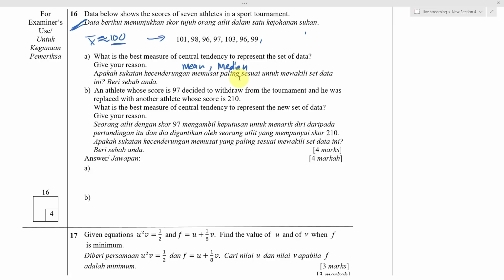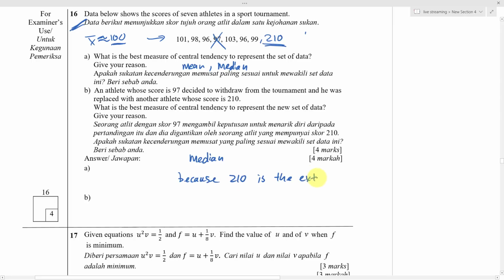Okay, so let me move on. For the second part B over here, the athlete whose score is 97 decides to withdraw. So he withdraws the 97, and he is replaced with another athlete with a score of 210. Okay, you can see now you have a so-called extreme number. This number is not so close to the other numbers. So if I have numbers like this, I will use the median only, because 210 is the extreme value.